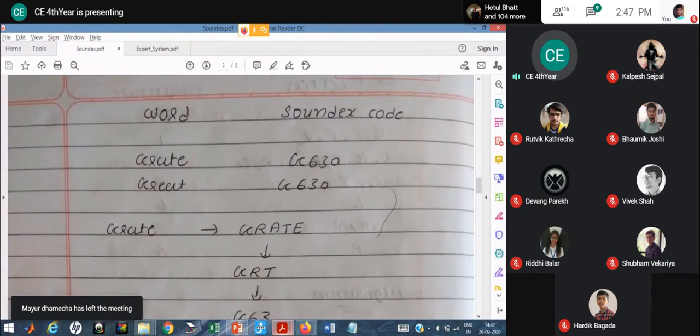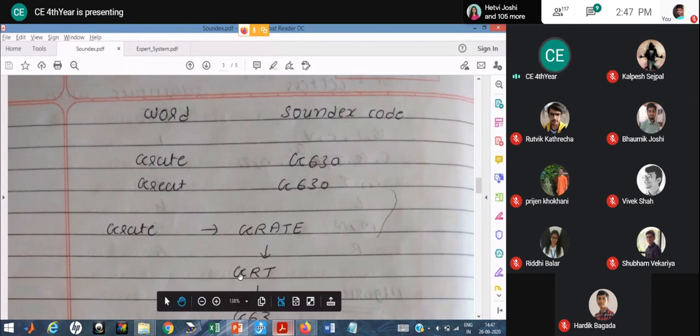So this you have to remember. So here A and E is present everywhere. So apart from this first letter, you have to check these four. So A and E is there, yes.